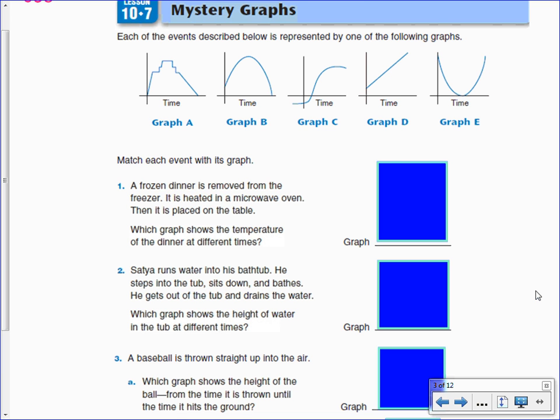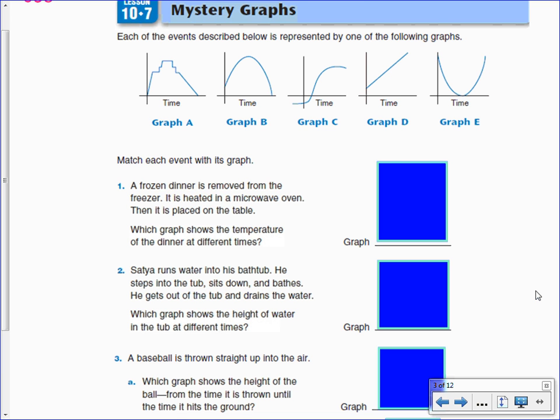So, sometimes they don't give you all the information, right? They like to make a puzzle out of it. So they gave us these 5 graphs up top, A, B, C, D, and E. They told us that the bottom label is all time. It's all talking about something over time. But we don't know what. We have to figure it out. These are kind of like those problems I told you about where you kind of just have to use your common sense. You have to figure out what makes sense in the story.